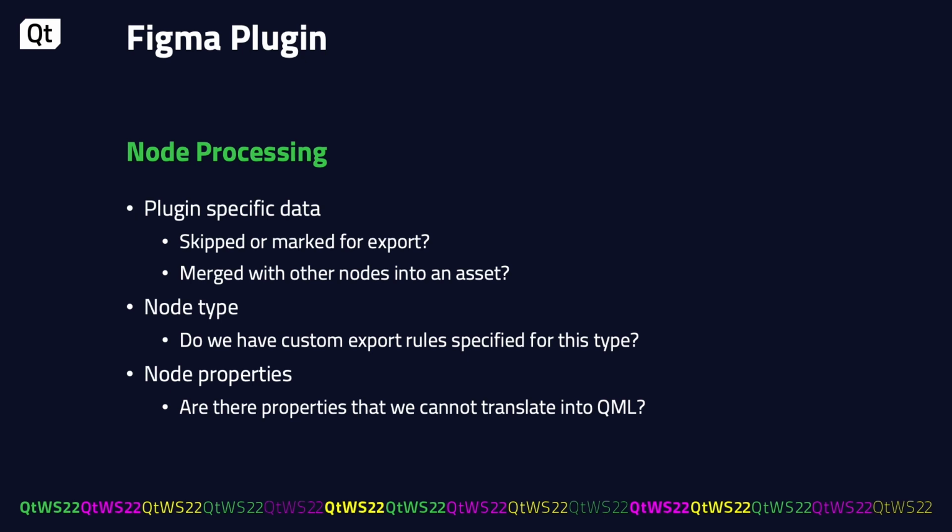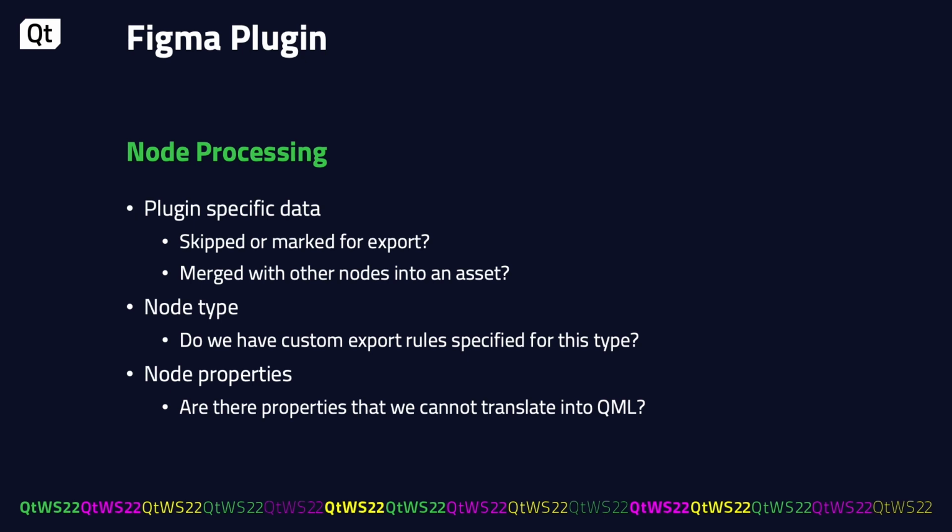Now, the plugin checks plugin data. Should this node be skipped or merged with its siblings? And which item ID should it write into metadata? Then it checks node types. As I mentioned, we have custom export rules for specific types, for example, for vector nodes. Depending on user settings, the plugin will export all vectors as rasterized image assets or will attempt to generate dynamic QML objects with vector paths. This kind of object could be easily recolored or rescaled in QML later.